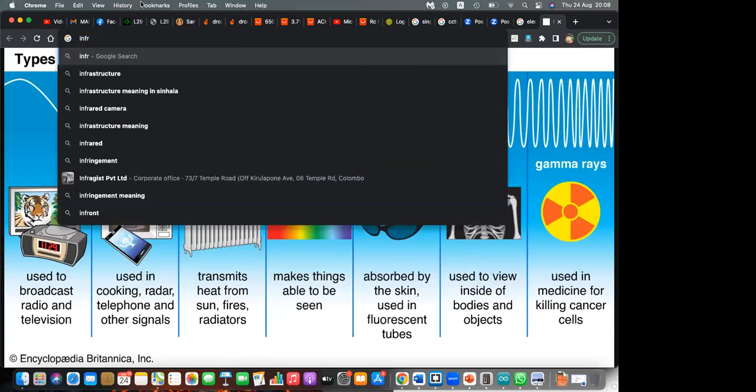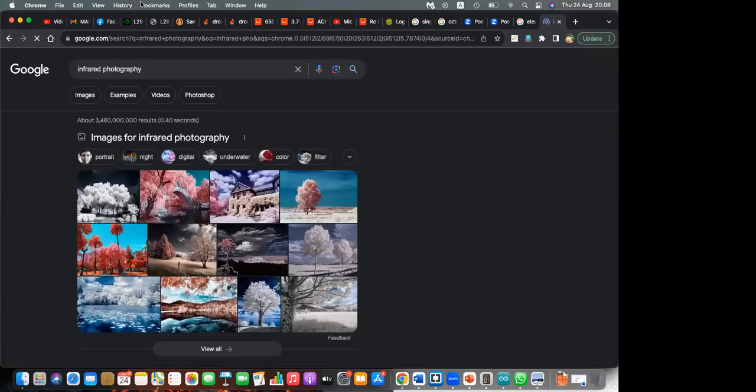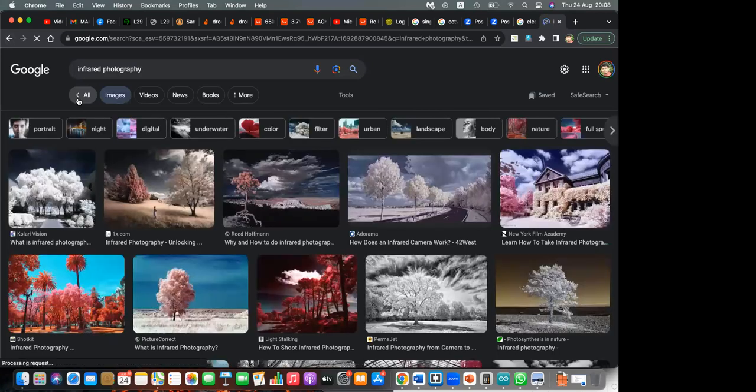Here, infrared can be used for photography. Even though we cannot see infrared, cameras can see that. Therefore, we can use this special infrared filter which will filter other light and allow the infrared to pass.